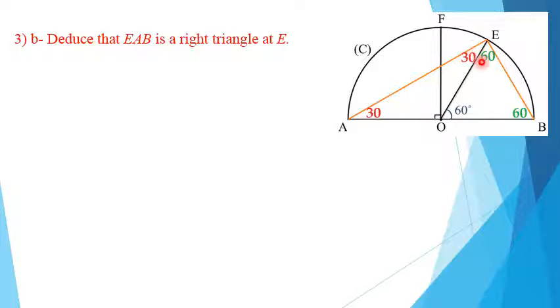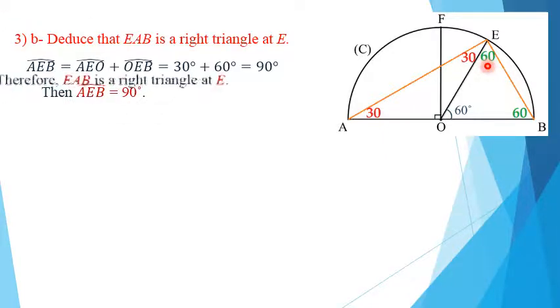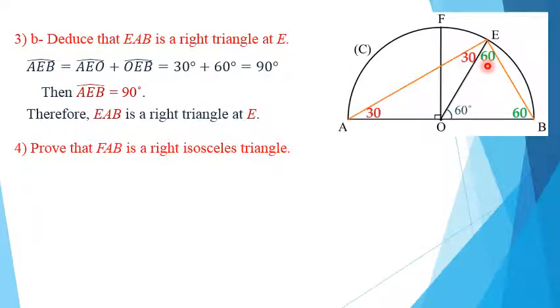And since I find 90 degrees, I can say it's a right angle and EAB is a right triangle at E. Now to write it, AEB equals AEO, this angle, plus OEB. So 30 plus 60 equals 90. Then AEB equals 90. I'm talking about a right triangle at E.